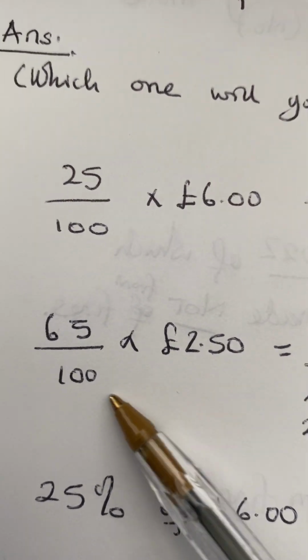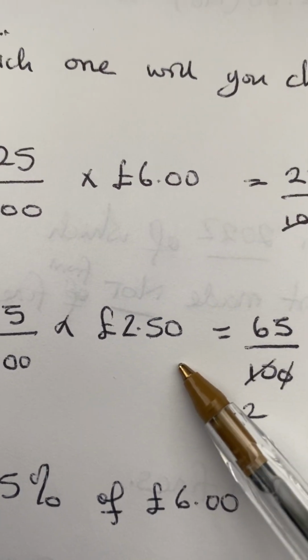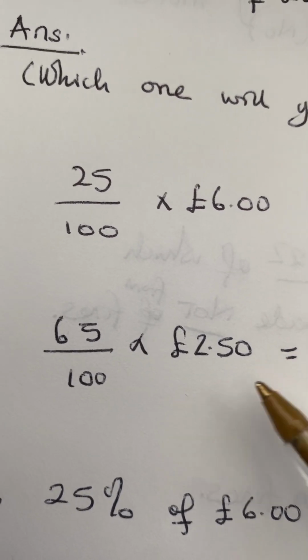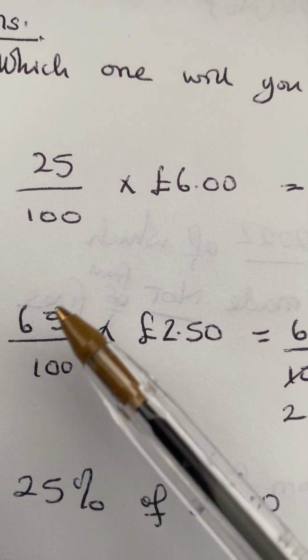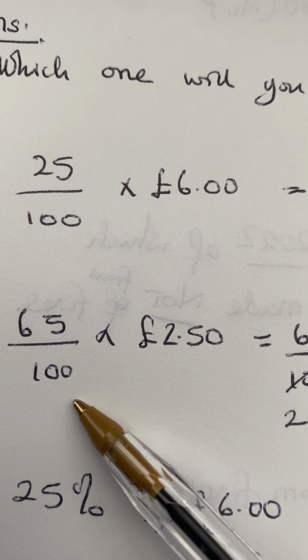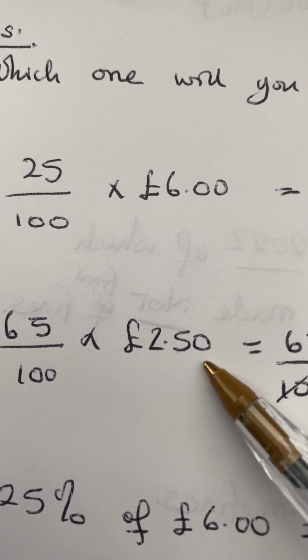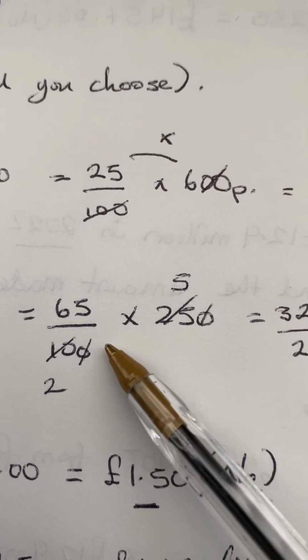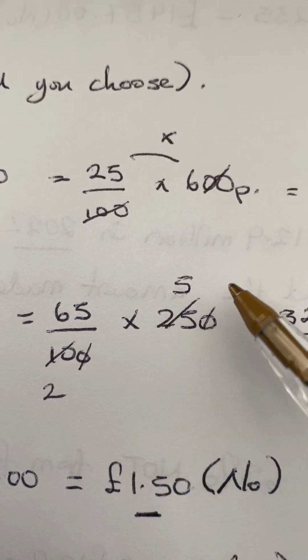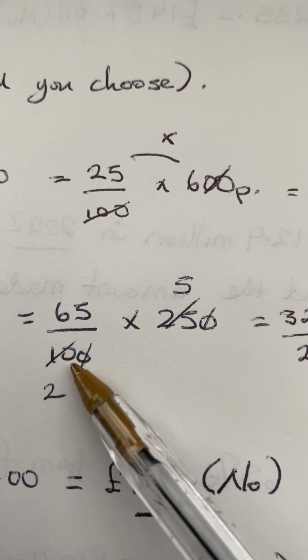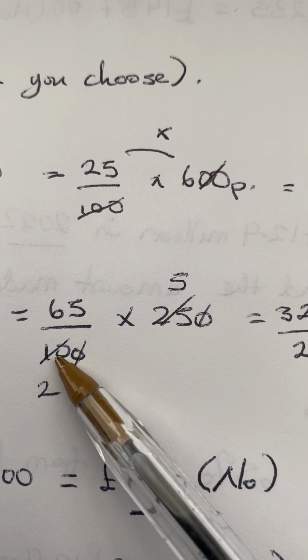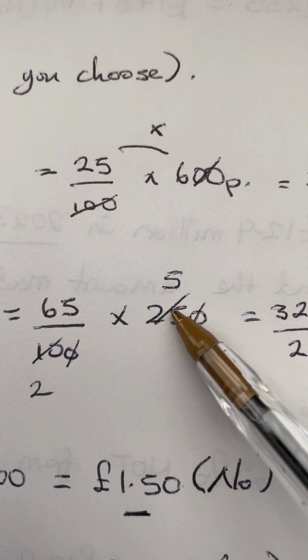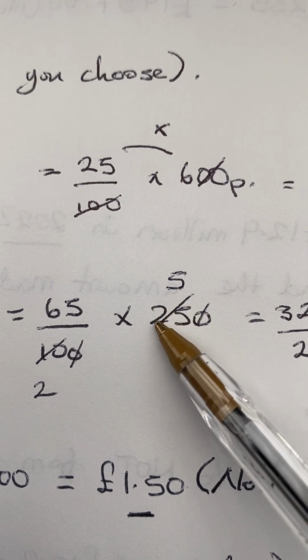Now, 65% of £2.50. Here also, 65% of £2.50 is 65 divided by 100 times £2.50 in pounds again. So now I can take this 0 off, and then I have 10 and 25. How many 5s do I have in 10? 2. How many 5s would I have in 25? 5.